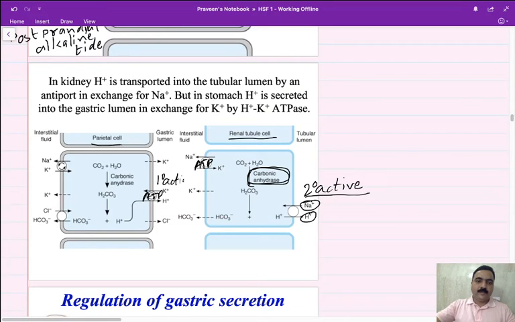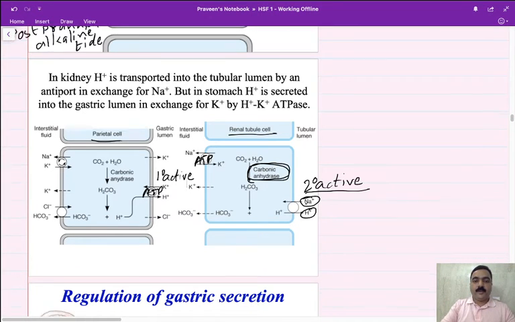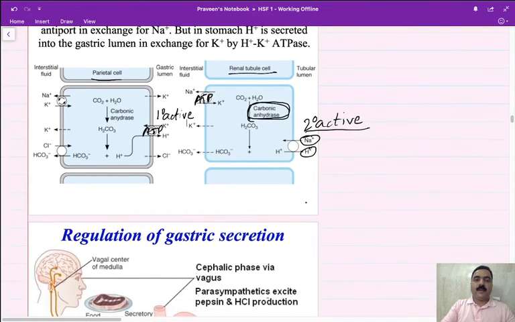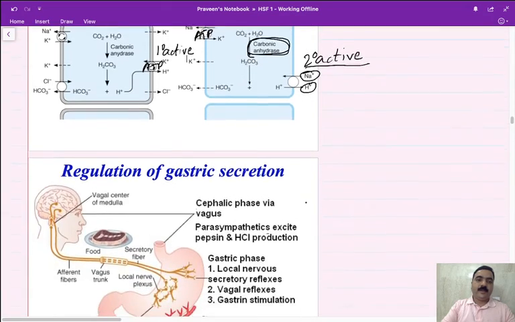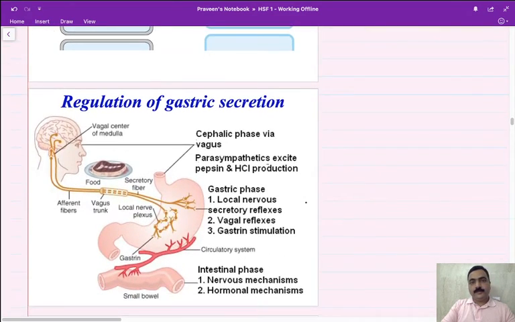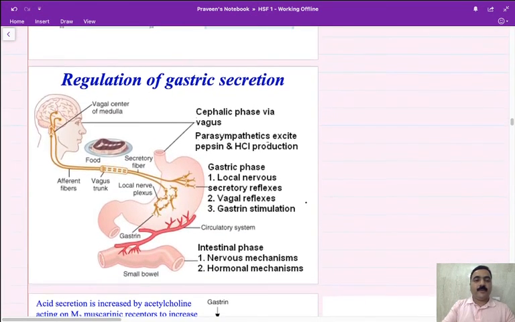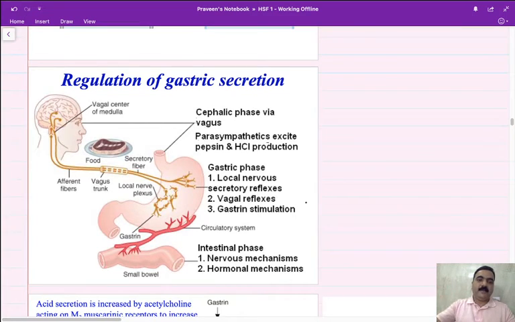Later on, when we study the renal chapter, you should not confuse the primary active and the secondary active secretion of the hydrogen ion. Over here in the kidney it is secondary, whereas in the parietal cell it is the primary active transport, the pump. Okay, so moving on. Let's see the regulation of the gastric secretion. We have seen how the acid is produced and how the acid is secreted. Now, what are the features that help regulate the gastric acid secretion?